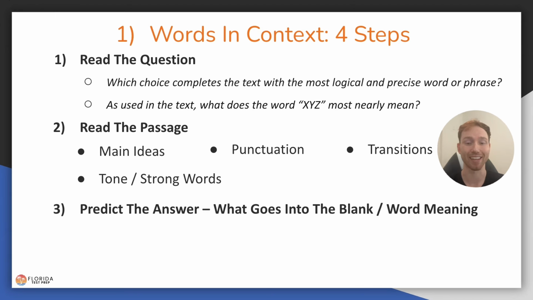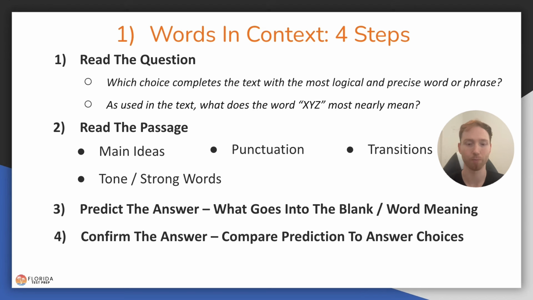You want to predict the answer. This is incredibly important for vocabulary questions. You want to predict the word that goes into the blank or the underlined word's meaning before looking at the answer choices. To do that, you look at the main ideas, the punctuation, the different transitions, the tone or strong words. Is this a positive tone, negative tone? Because all of those help you predict your answer.